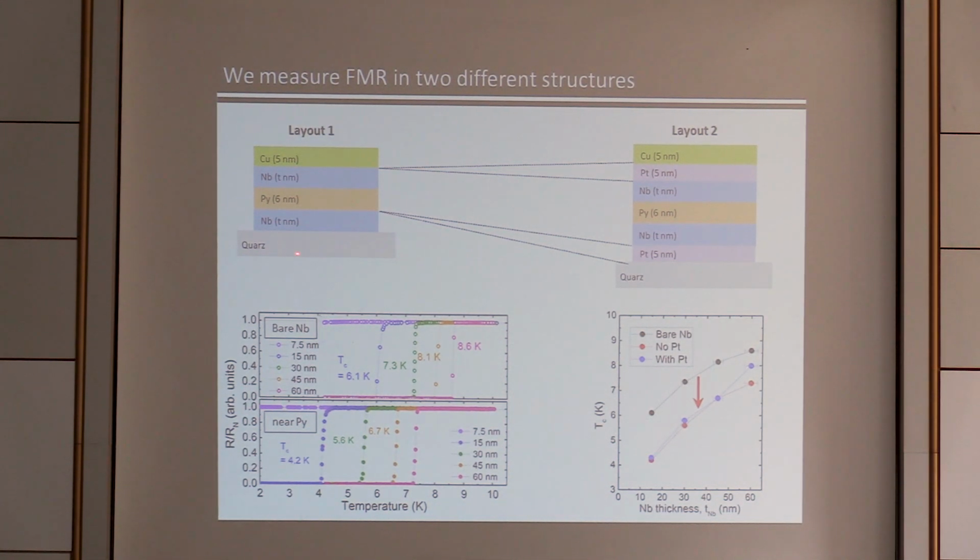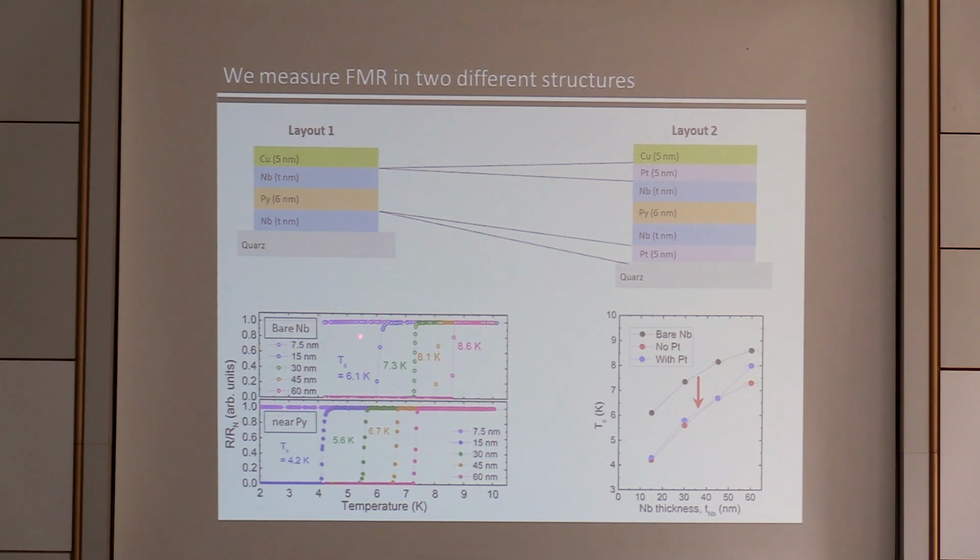These thicknesses ranged from 7.5 to 60 nanometers. Now, while in the first layout this tri-layer structure was simply terminated by a copper capping layer, in the second layout we had a 5 nanometers platinum layer grown on the opposite side of the niobium with respect to the permalloy.